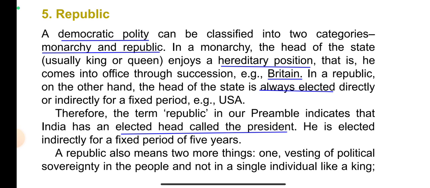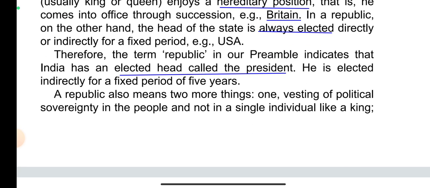So in a republic, on the other hand, the head of the state is always elected directly or indirectly for a fixed period. Example USA. Therefore, the term republic in our preamble indicates that India has an elected head called the president. He is elected indirectly for a fixed period of 5 years.